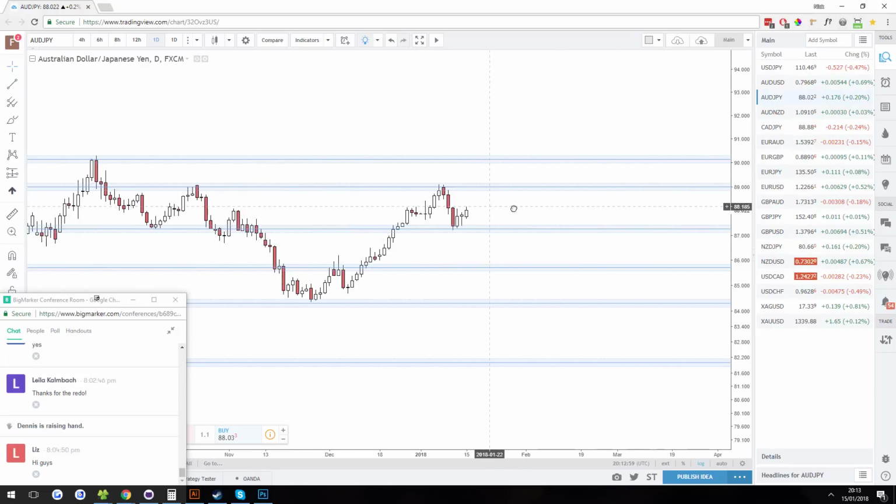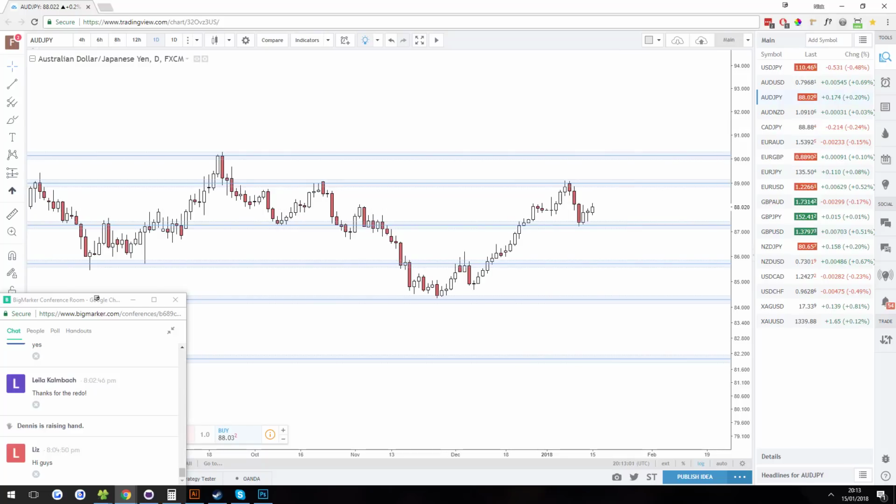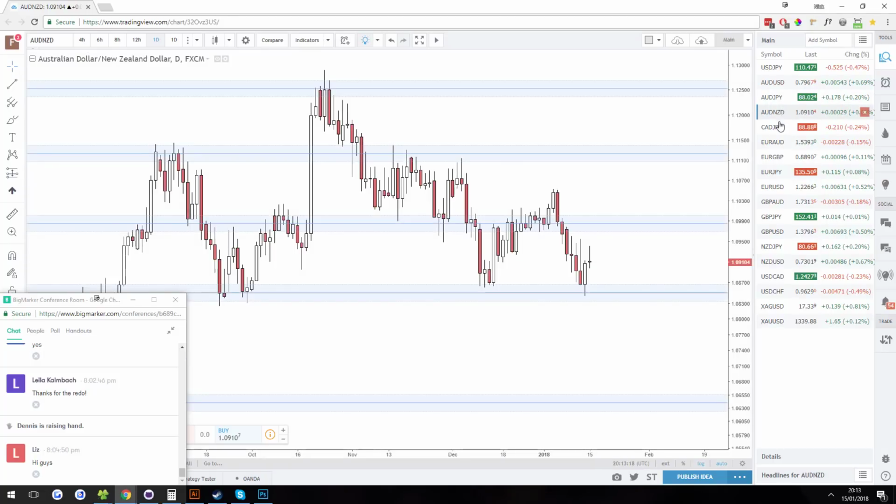So there's nothing really much that I'm looking for here this week. If it does approach this resistance area, the 89.00 up here, I will potentially be looking for a short trade. But as of right now, it's pretty far from the area, so we're just going to wait and see with this one.